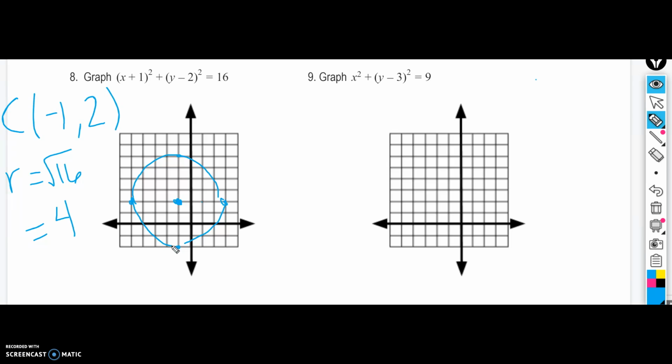Over here, 9, same idea, center. I don't have an x coordinate written, so it's 0. My y looks like it's going to be negative 3, so it switches, it's positive 3. My radius is the square root of 9, or 3. So again, 0, positive 3. Here's my center point. I'm going to go 3 out in every direction, perpendicular directions, I should say. And then connect those with an arced line. This right here is not gorgeous, but you're going to have to forgive me because I'm on a computer.